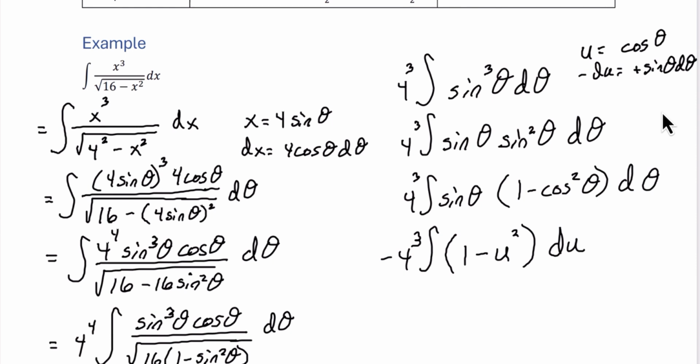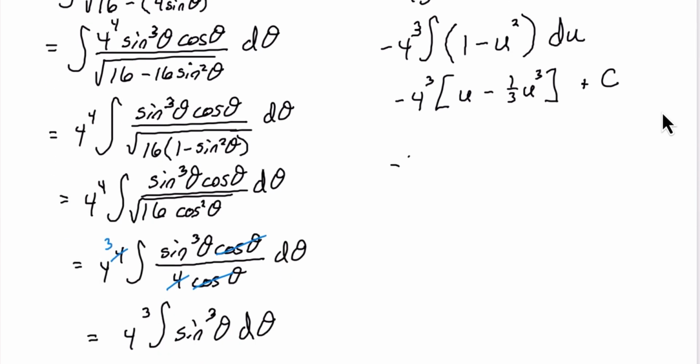At this point, we can finally integrate. We have negative 4 cubed. Integral of 1 is u. Integral of u squared is 1/3 u cubed. And plus c. Let's go back in and replace what u is. We said that u was cosine theta. And now we're almost done.